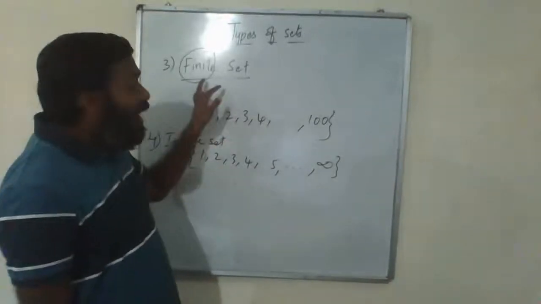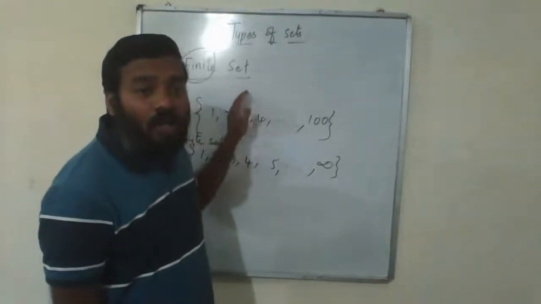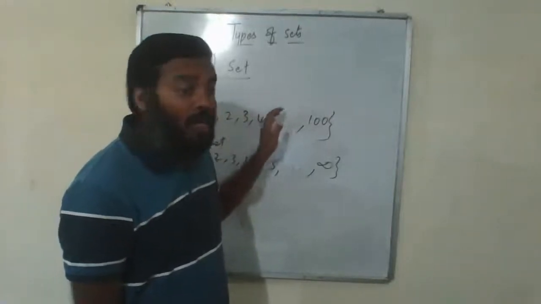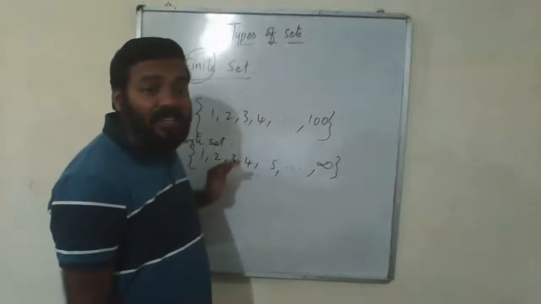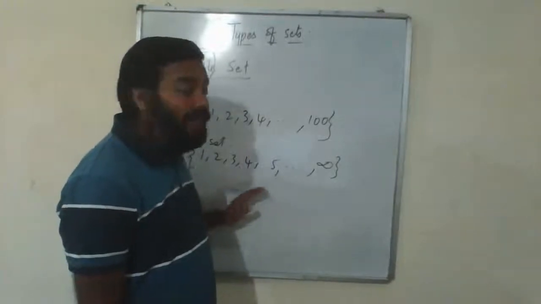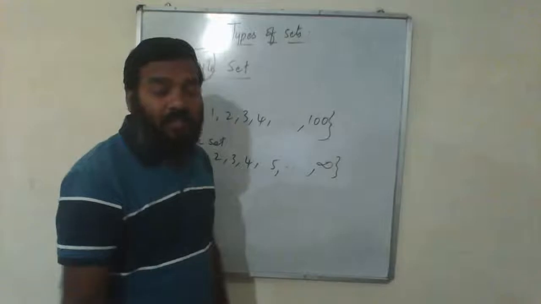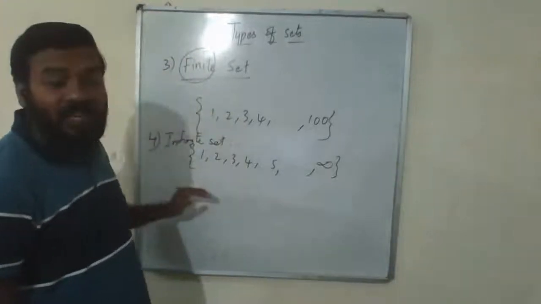Infinite set. If the cardinality of the set, or the cardinal number of the set, can be known, then that is a finite set. If the number of elements in the set, that is the cardinal number of the set, is unknown, then that is an infinite set. One is a finite set and the other is an infinite set.